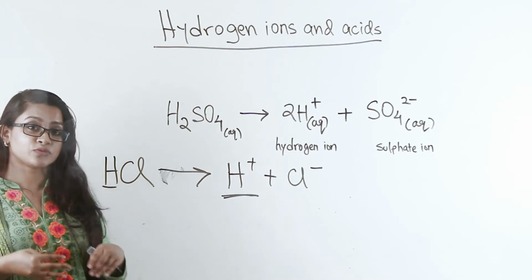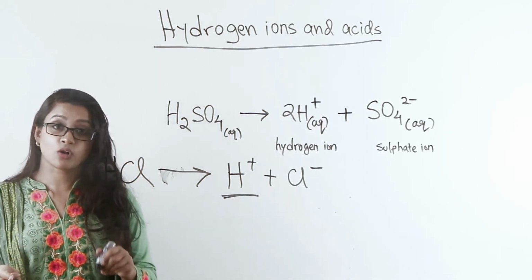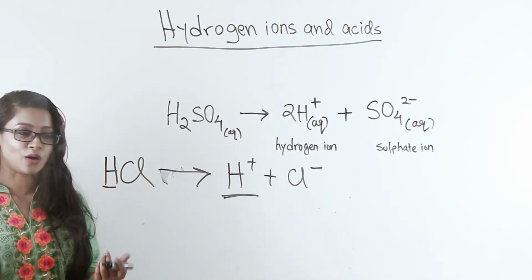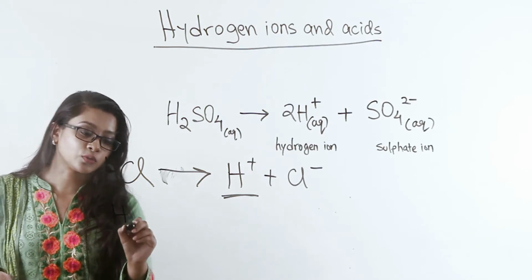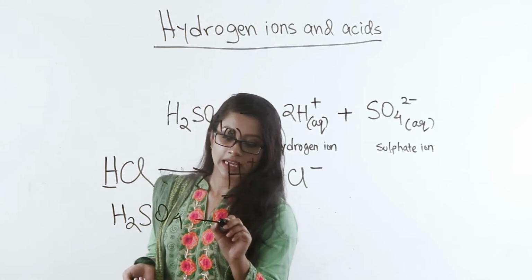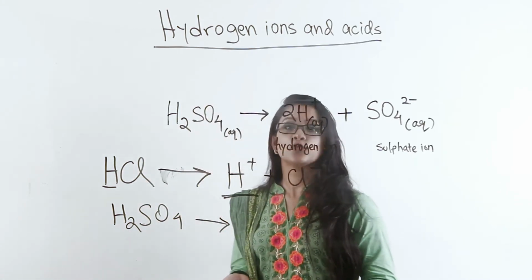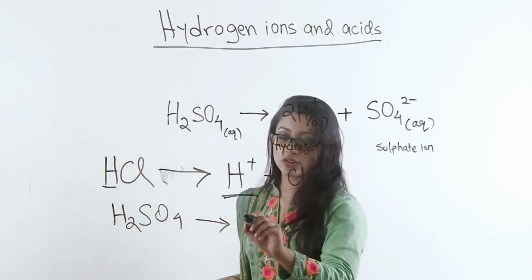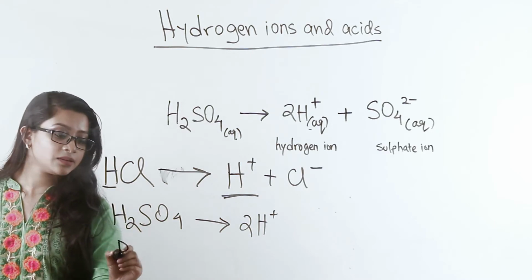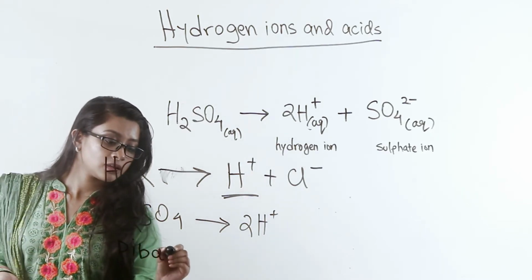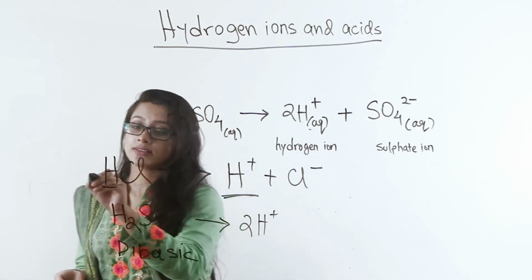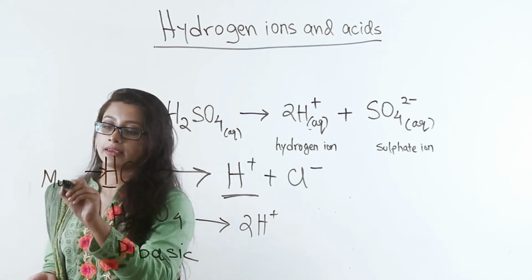So, if I follow this example, then H2SO4, or sulfuric acid, would be a dibasic acid, of course, right? H2SO4 reacts with water to form two hydrogen ions. As a result, it's known as dibasic. And this one, since it's forming only one, is known as monobasic.